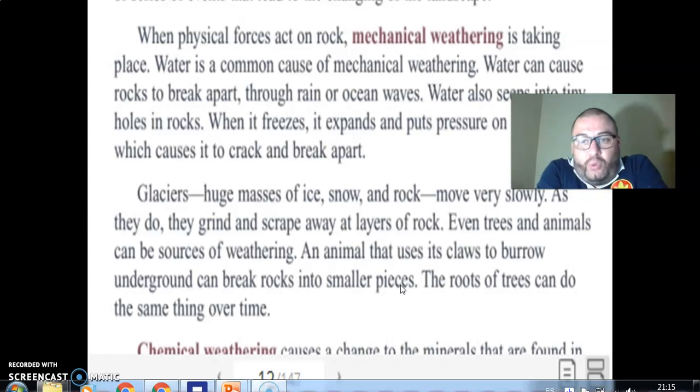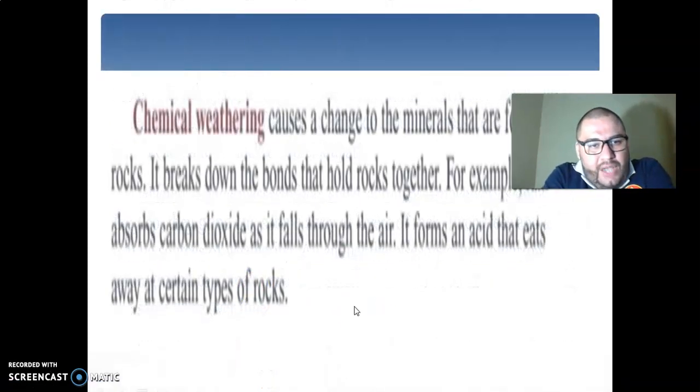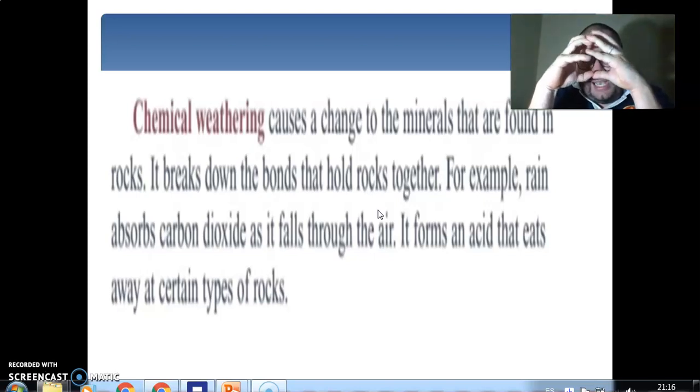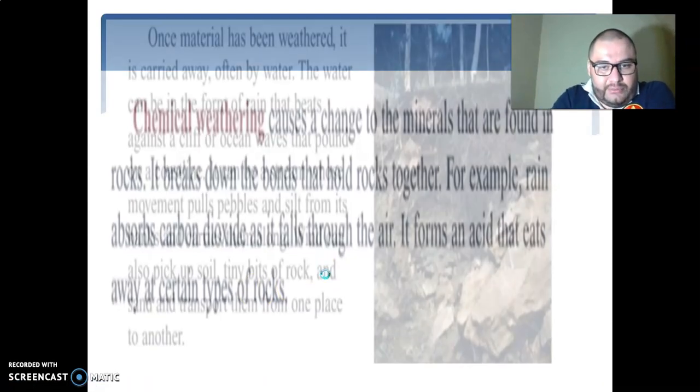In this moment, we can say erosion. Erosion, right? All of the things that talk about rocks, mountains, and soil. Okay? So, chemical weathering causes change of the minerals that are found in rocks. It breaks down the bonds that hold rocks together, right? The minerals inside the rock, when it's raining a lot, break down and have erosion. Automatic, right? This is a problem of nature, right?